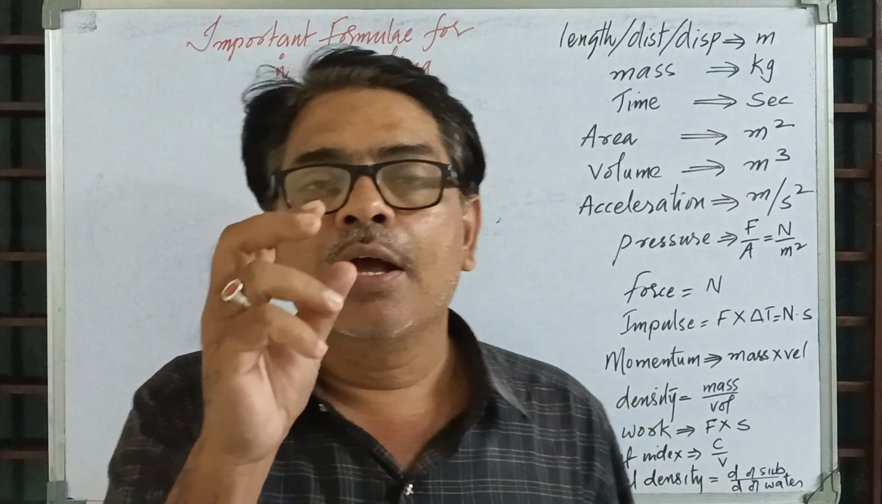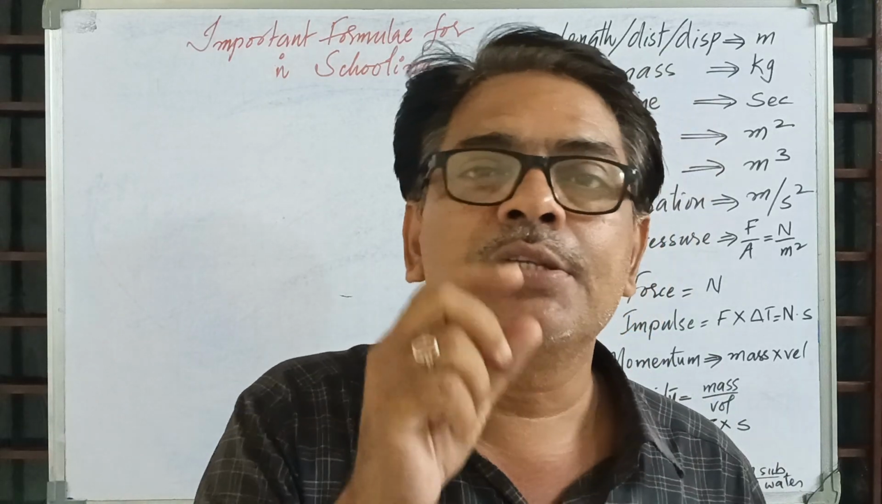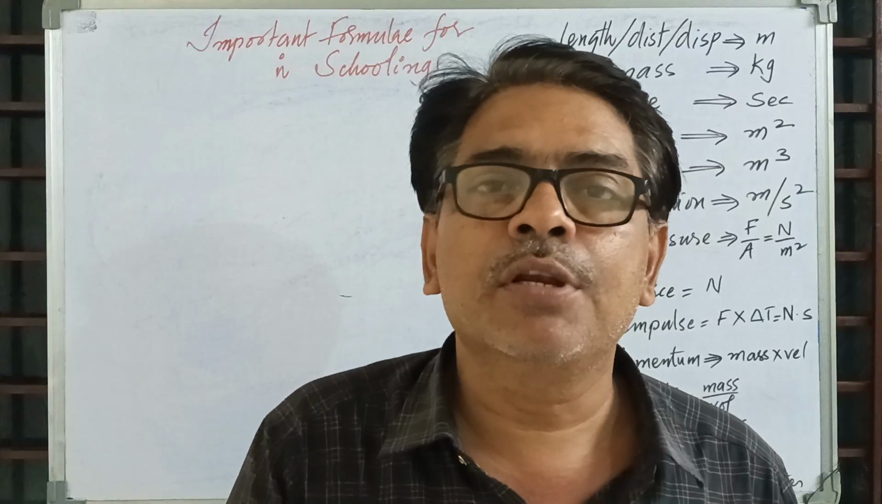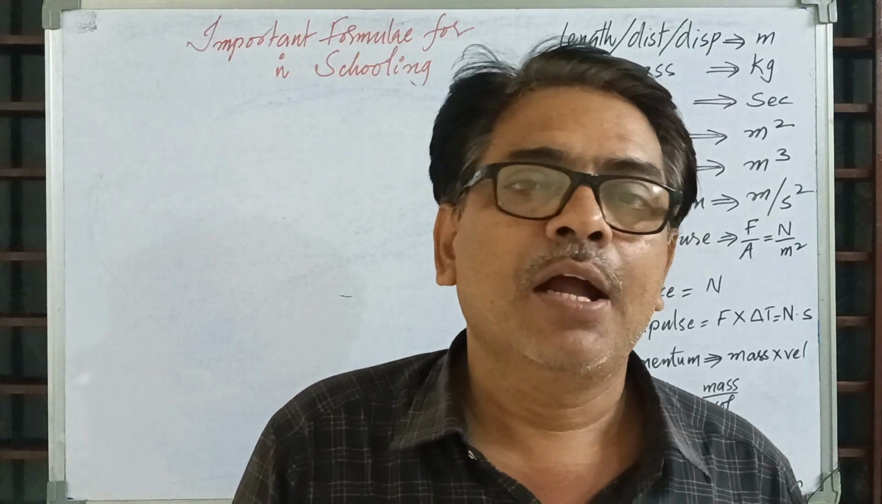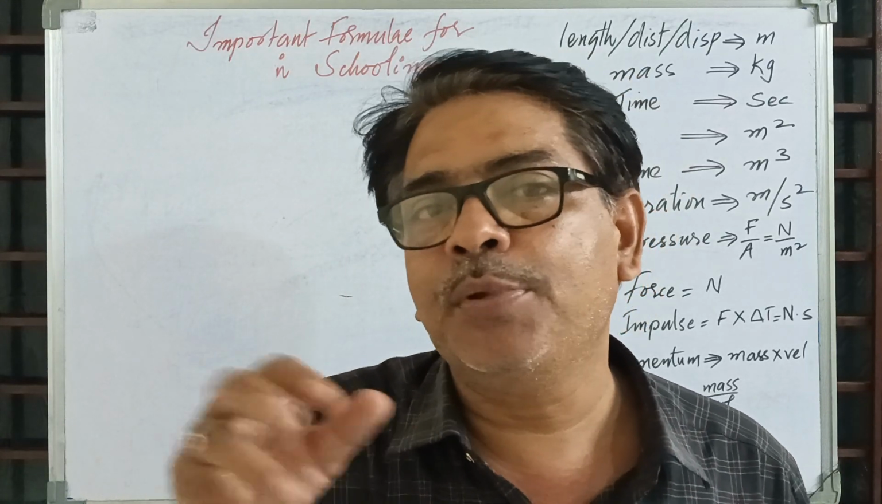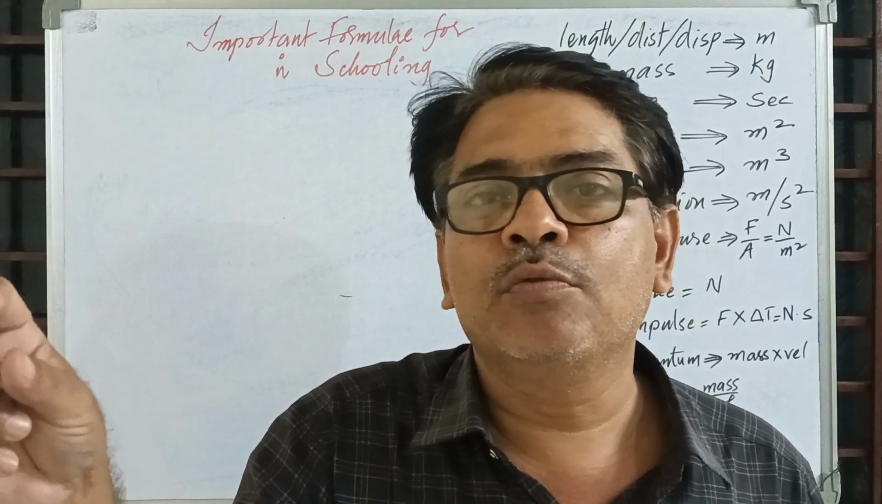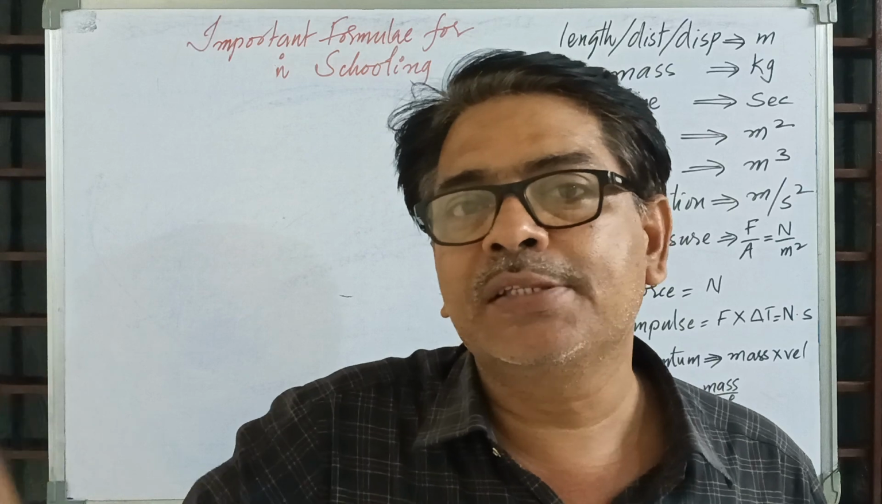See, like current. If you take current, it is spelled C-U-R-R-E-N-T, but you know it is actually represented with I. And you know its unit is A, amperes. 10 amps flowing for a period of 10 seconds is given.